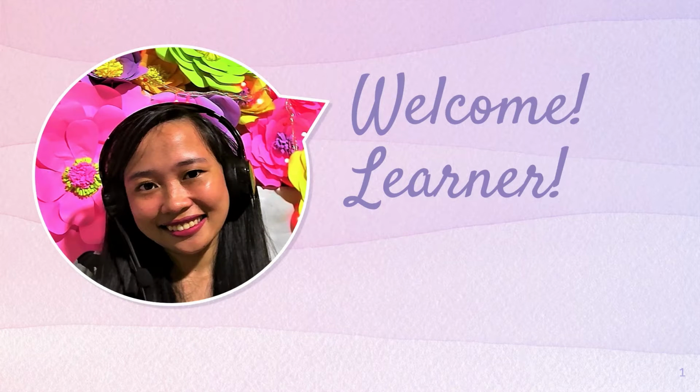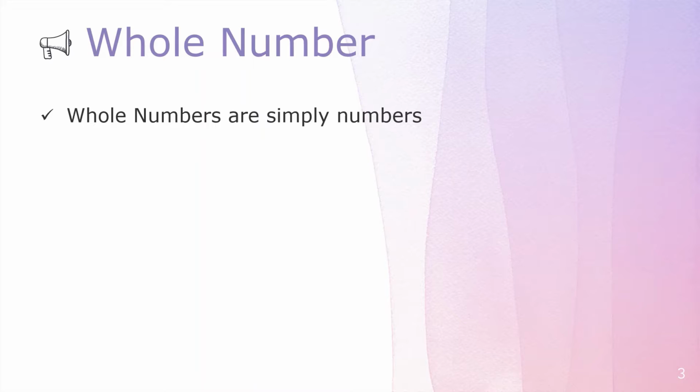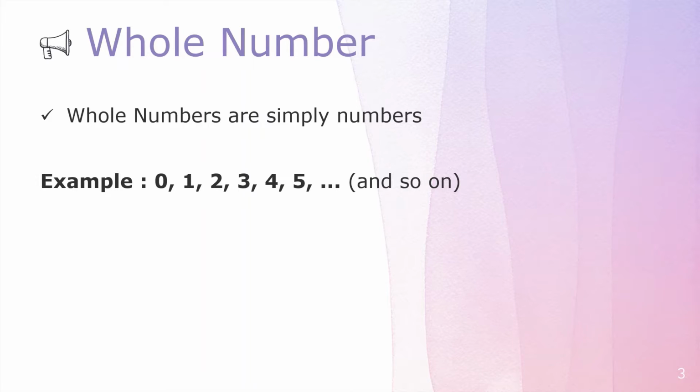And now we're going to discuss types of numbers: whole numbers, integers. Let's start with the whole number. Whole numbers, ang sabi dito ang definition niya, are simple numbers. So whole numbers are simply numbers. So let's have an example. An example dito are 0, 1, 2, 3, 4, 5, and so on.